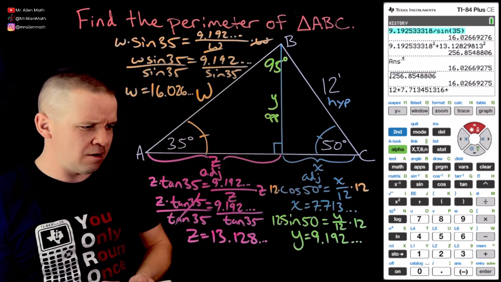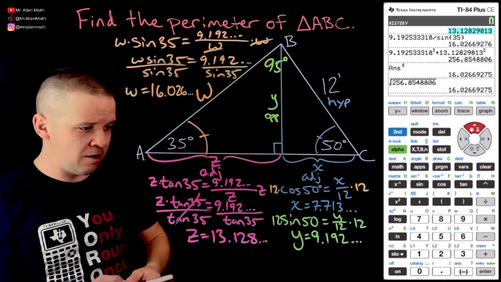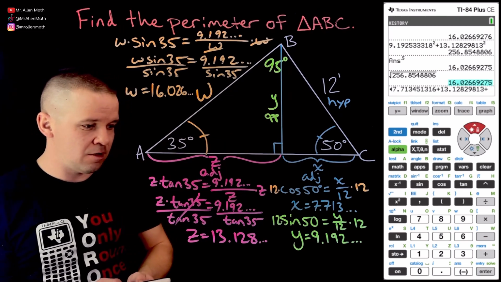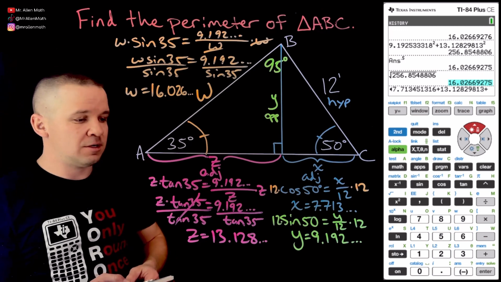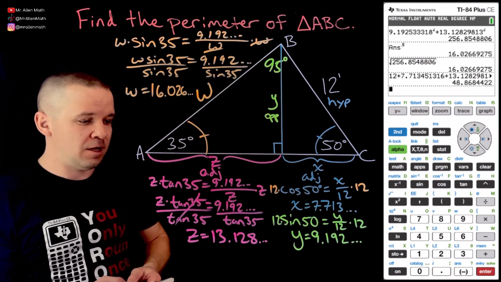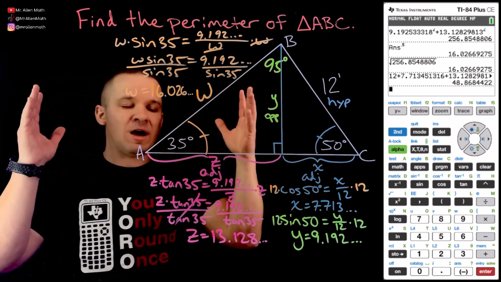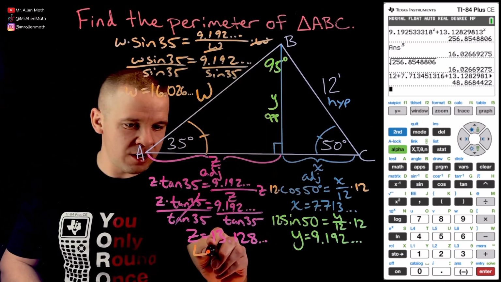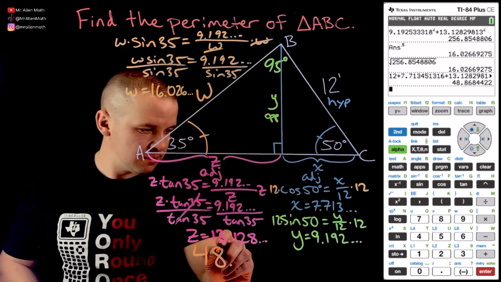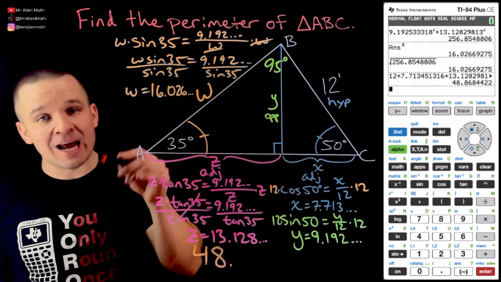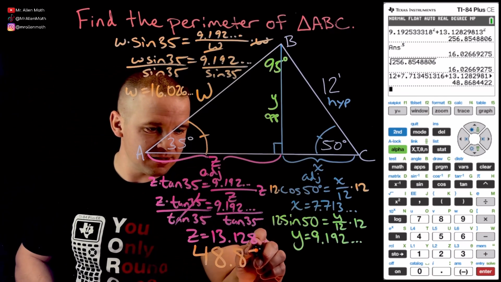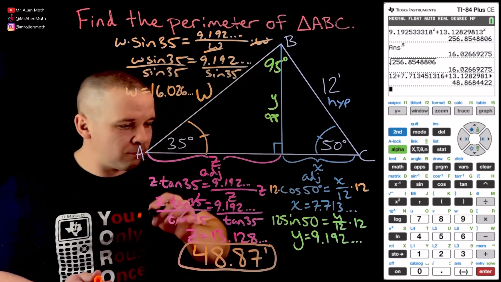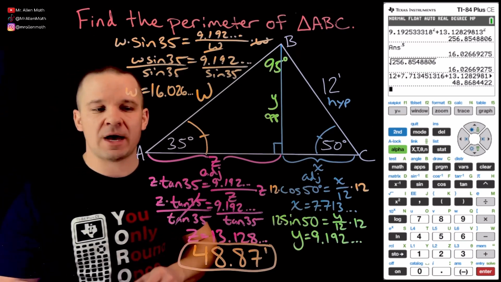That's the 13.128, there it is. And then I'm also going to add what I got for W, which is the 16.0266, blah, blah, blah. Hit enter again, boom. We've got our final answer here. Just in time, we've got 48.868. Now's the time that we round. 87 feet. We'll do nearest hundredth. That is my perimeter of this bad boy right here.